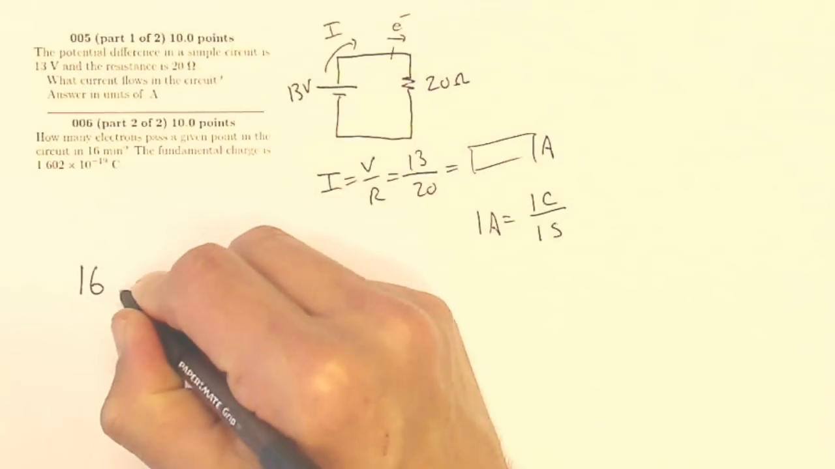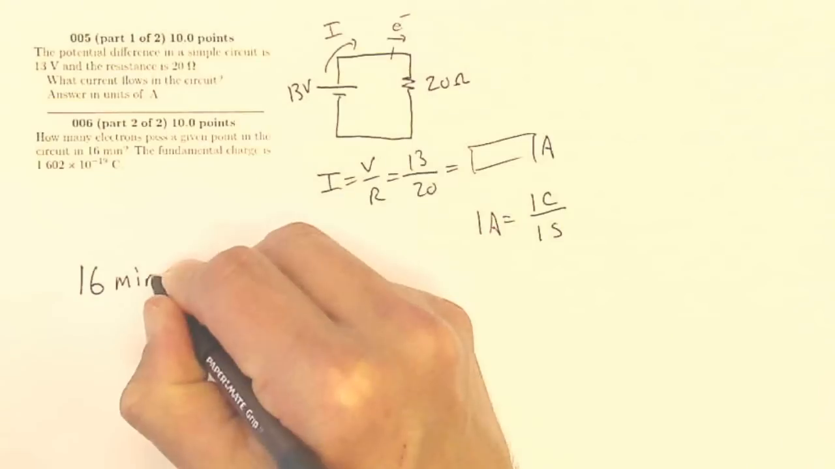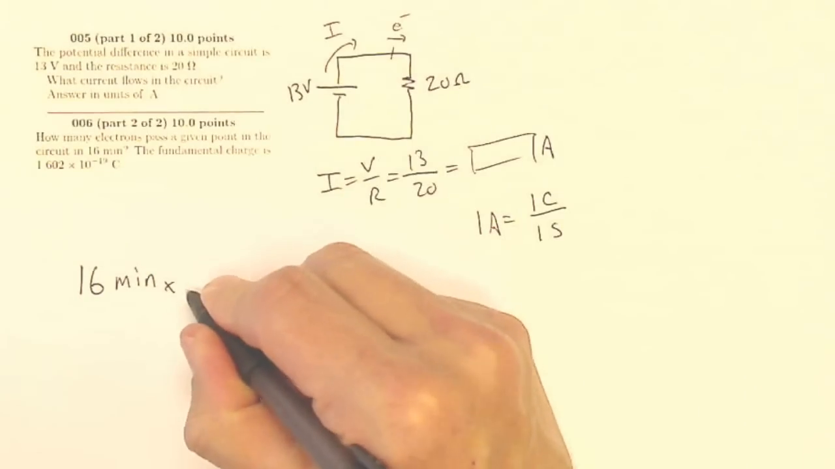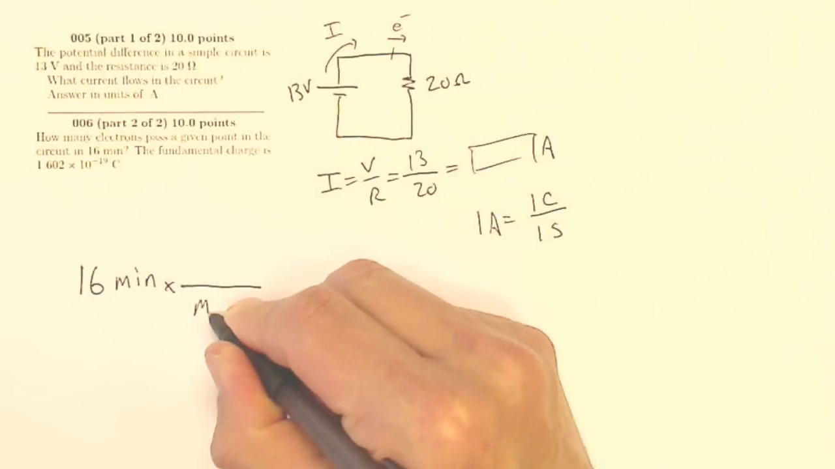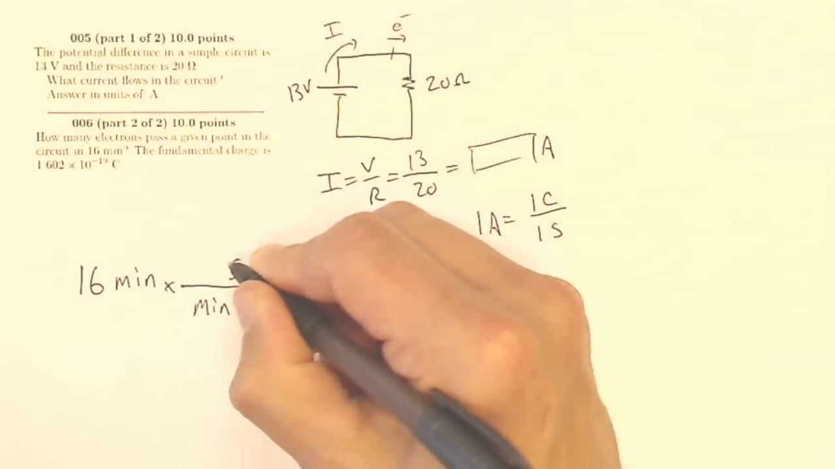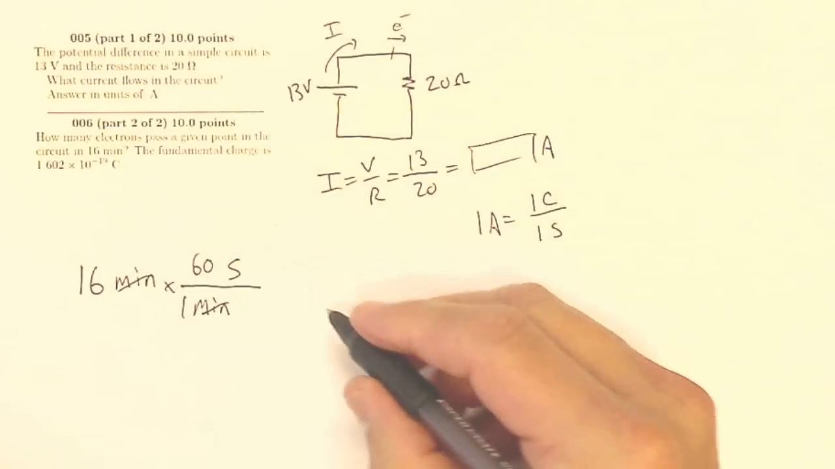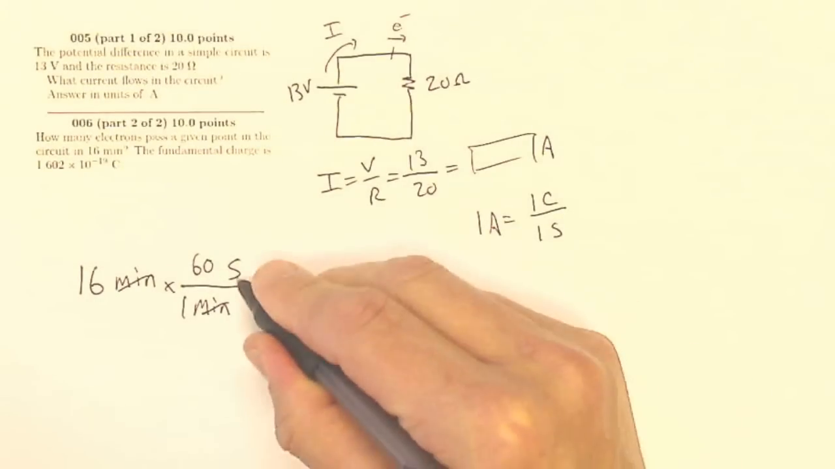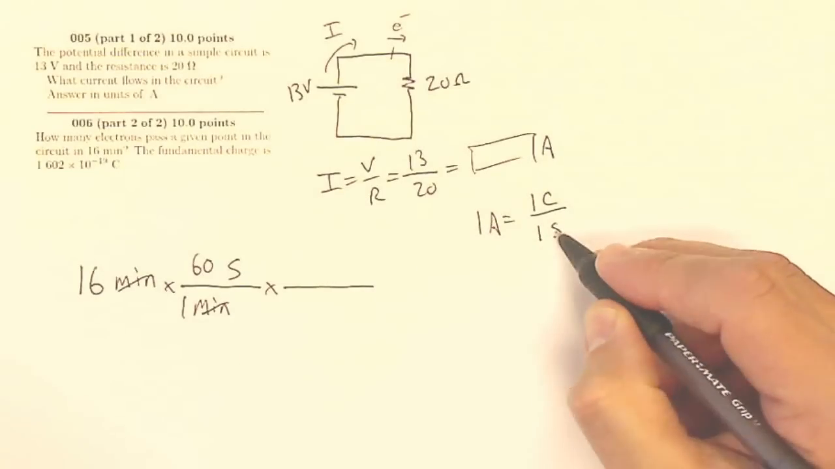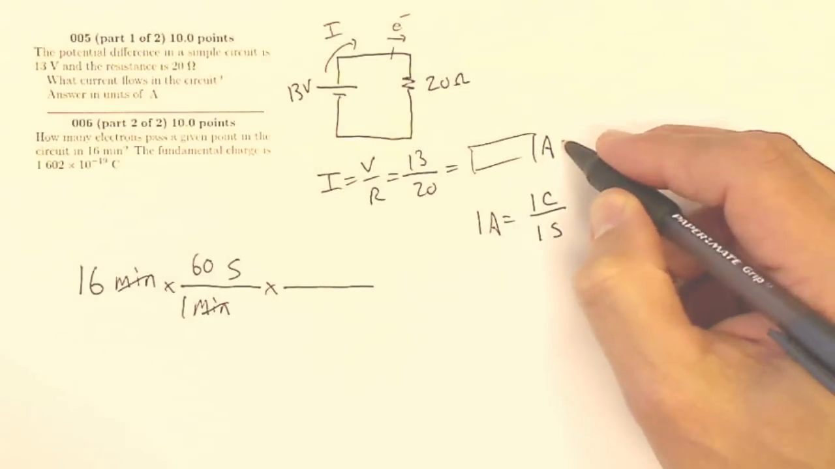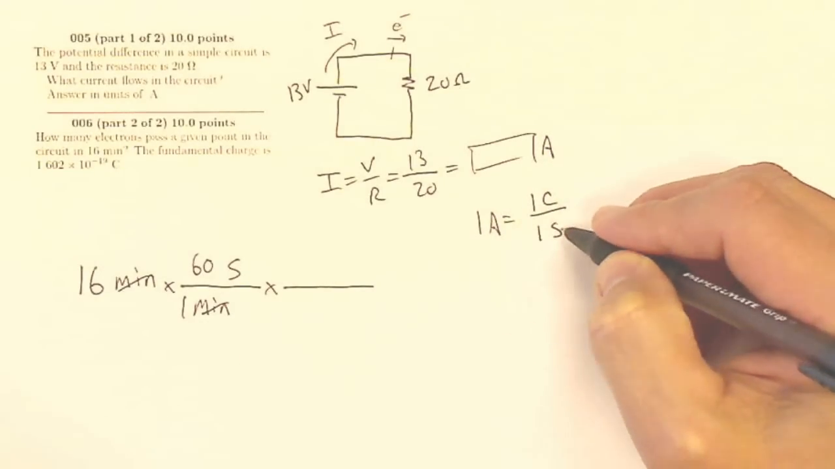So this is really going to turn into a conversions problem. So I have 16 minutes, and I want to get rid of minutes and get to seconds. I know that there are 60 seconds in 1 minute. That way minutes will cancel out. The next thing I do is I have seconds. Well, I know that an amp is a coulomb per second. So however many amps this is, that many coulombs in 1 second.